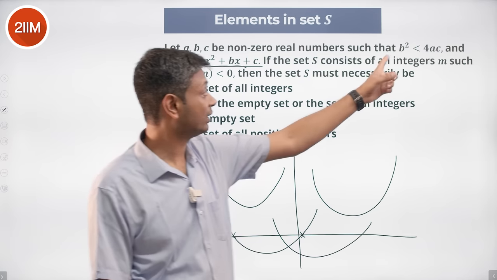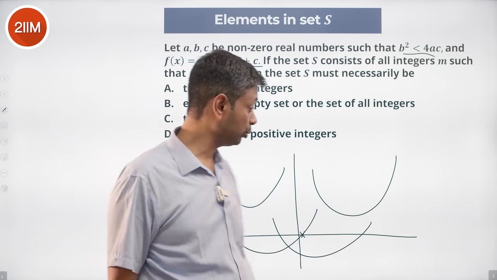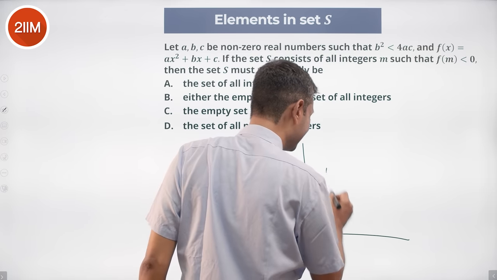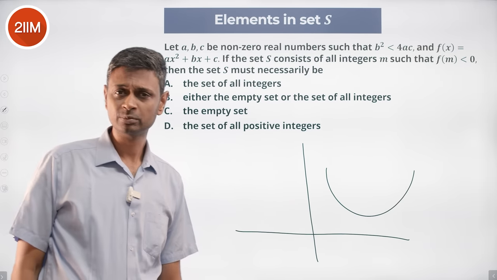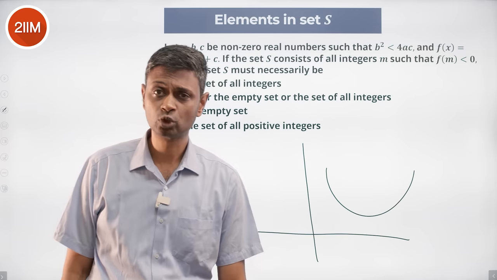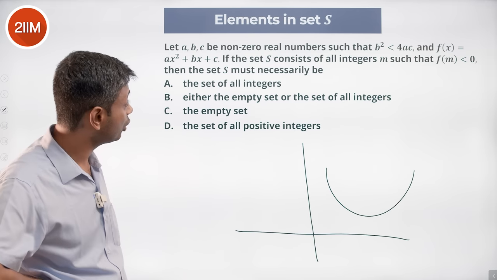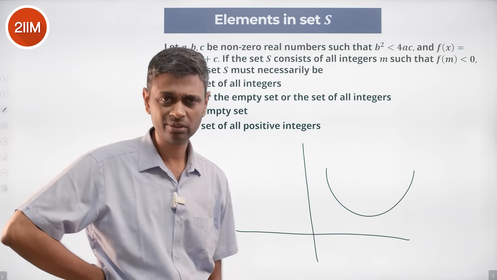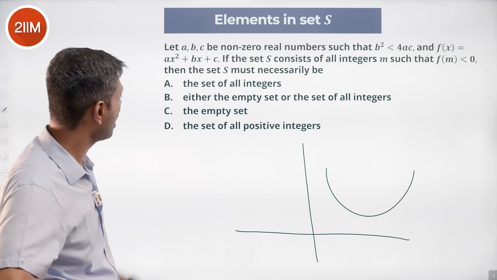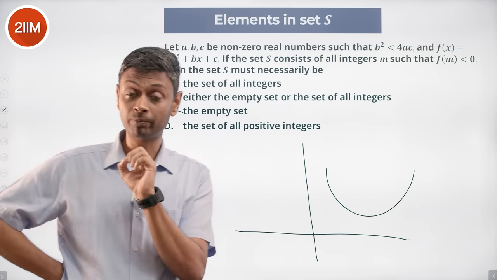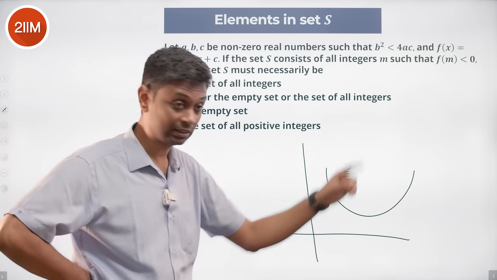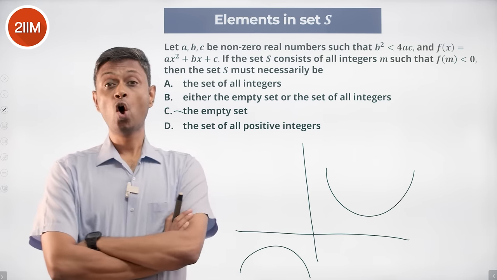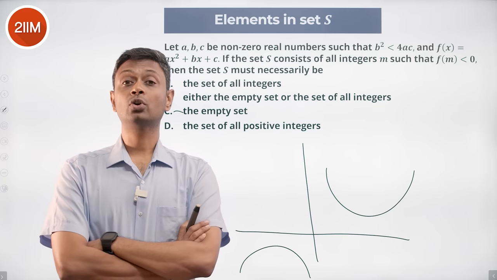How do I know that? That is given. That means our parabola has got to be something that does not touch the x-axis. It's completely above the x-axis. Which means, think about it, what is the set of all integers such that f of m is less than 0? Never. So set S should be an empty set. Except the curve could be like this, or quite brilliantly it could be like this, in which case for all integers it will work, or for no integers it will work.